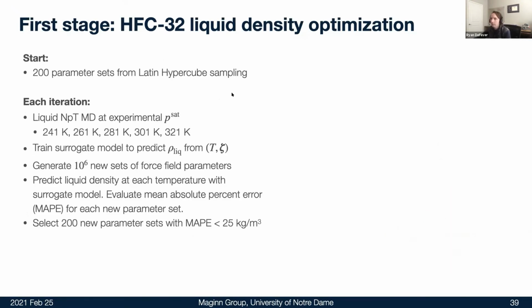So we start out, we get 200 parameter sets from a Latin hypercube sample. You can think of this as a space-filling random sample. For each parameter set, we run NPT molecular dynamics at a set of 5 temperatures. And this is what we see.